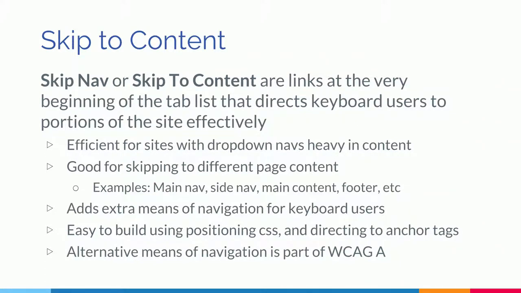A nice thing about making skip navs is it's also checking off an added rule box. So for example, in regular A, there must be two different kinds of navigation on your website, alternative means of finding things. So a skip navigation is an alternative means of being able to navigate the website. Having a site map is another one of them, having a search bar. But having that skip navigation adds that little bit so that you check off another accessibility box.